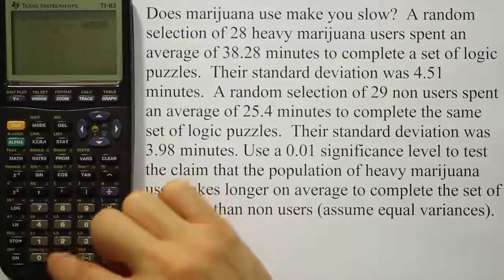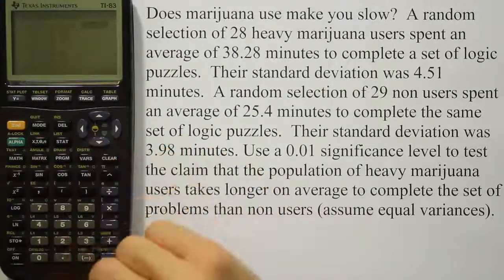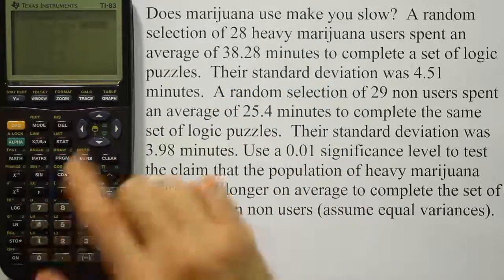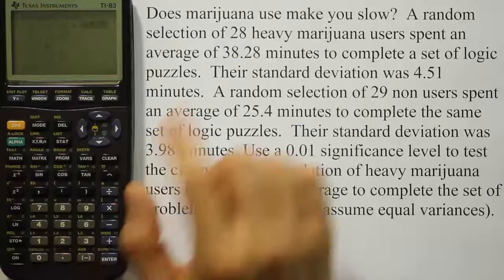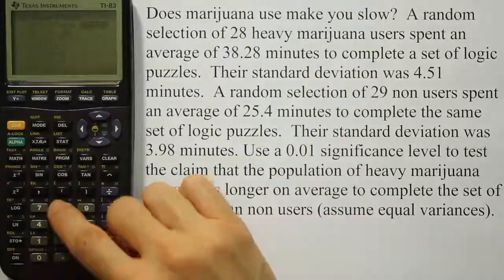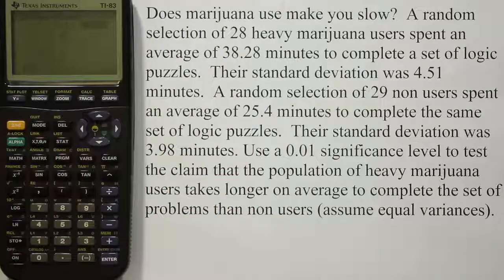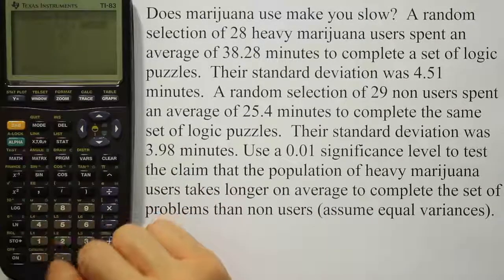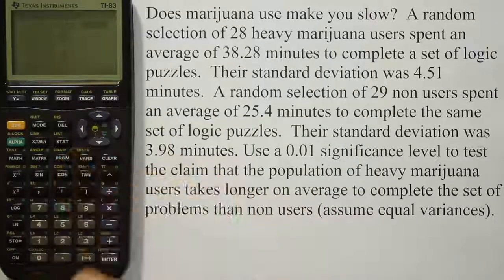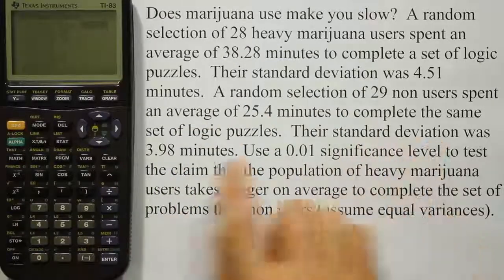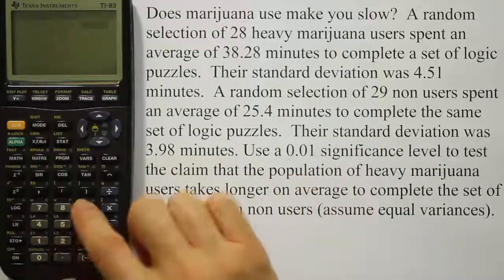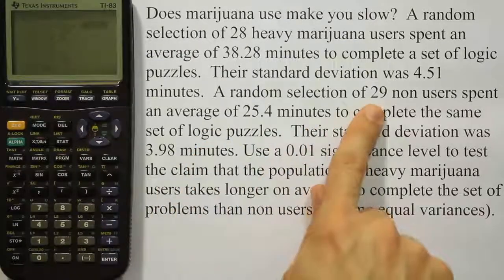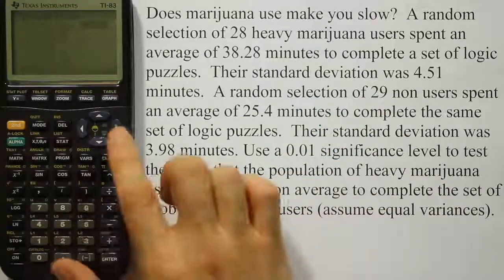38.28. Then we have their standard deviation. So their standard deviation was 4.51. Then it wants to know the sample size for that group, and it says that is 28. So we'll type in 28. Then below that, we want the sample mean for the second population. The sample mean for the second population is 25.4. Okay, scroll down. We need the sample standard deviation. The standard deviation was 3.98. So 3.98. That was for the second group there. And then the sample size for the second group, well, there are 29 non-users. So we'll say 29 down there.